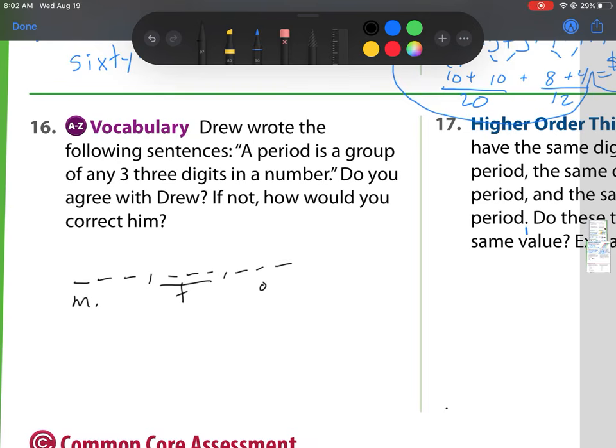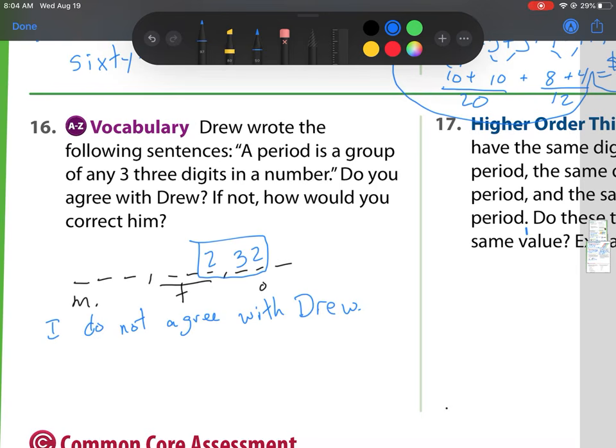So it seems like it makes sense. 3, 3, 3, there's a group of three digits, or 2, 2, 2, there's a group of three digits. But he's actually wrong. So tell me, would this be a period? 2, 3, 2. There's three numbers, but is that a period? No, because it's in the thousands period and the ones period. So we do not agree with him. So we're going to put I do not agree with Drew. And why is that?